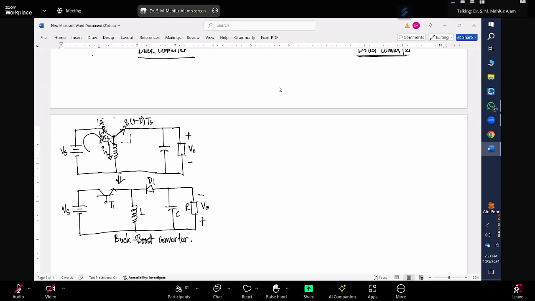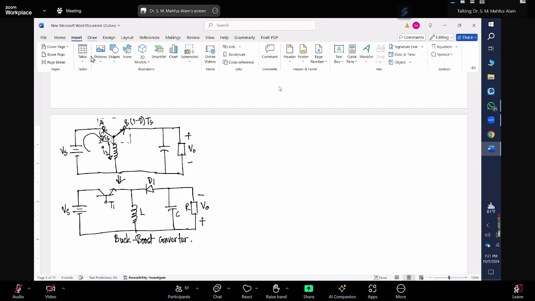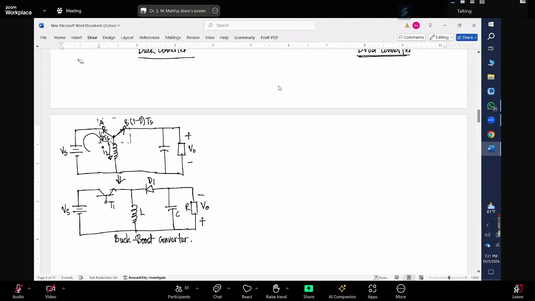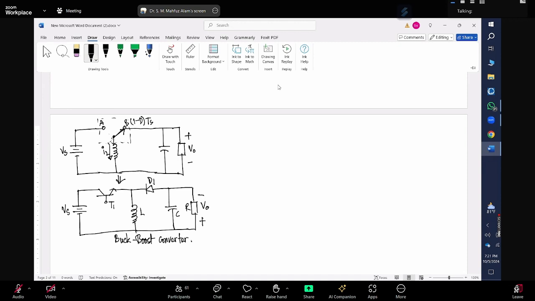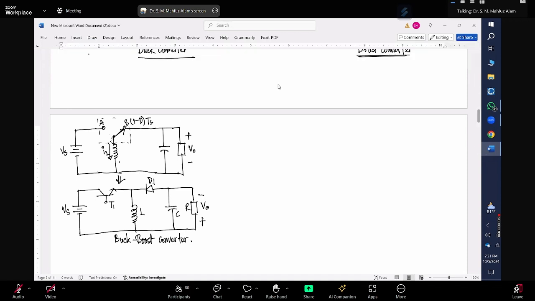But when this point is connected here at the B point, then what will happen? Suppose you don't have this thing connected anymore. So what will happen? The current will try to go through this point to the capacitor and the load, and then it will try to come back through the inductor, right?